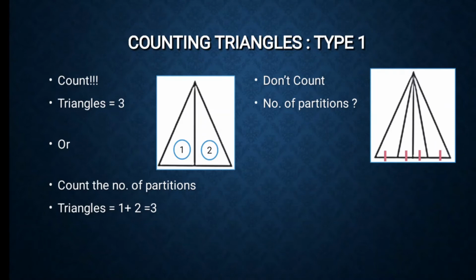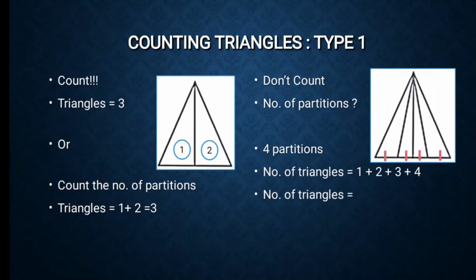There are 4 vertical partitions in this figure. So again, following the trick, I know I have to add the numbers up to 4. Simply adding the natural numbers up to 4 will give me how many triangles are there. There are 10 such triangles.